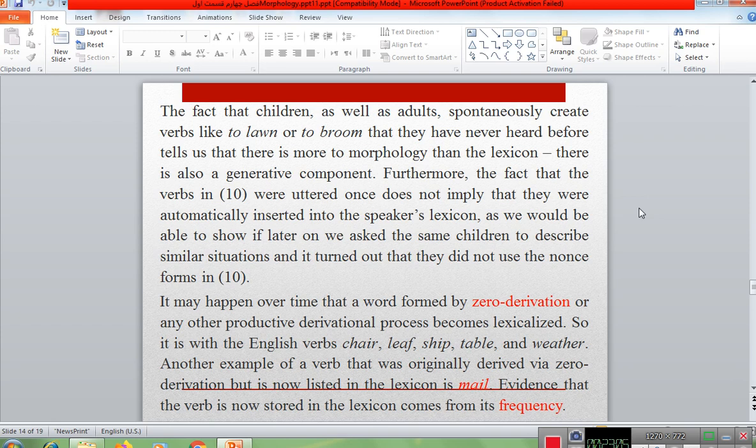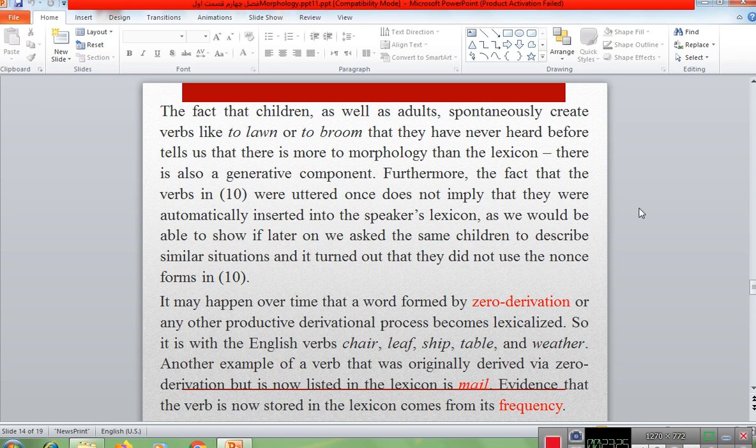So the fact that children as well as adults spontaneously create verbs like to loan or to broom that they have never heard before tells us that there is more to morphology than the lexicon. So there is also a generative component.